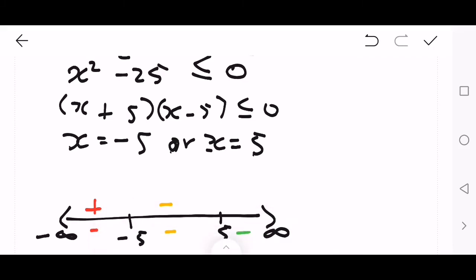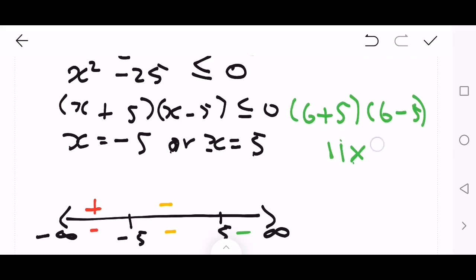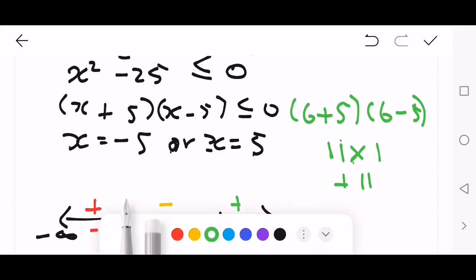Now we need to choose a number from the right side, so we can choose a 6. 6 plus 5 and 6 minus 5. 6 plus 5 is 11 multiplied by 6 minus 5, which is 1. 1 times 11, we have a positive 11. So we have a positive over here.